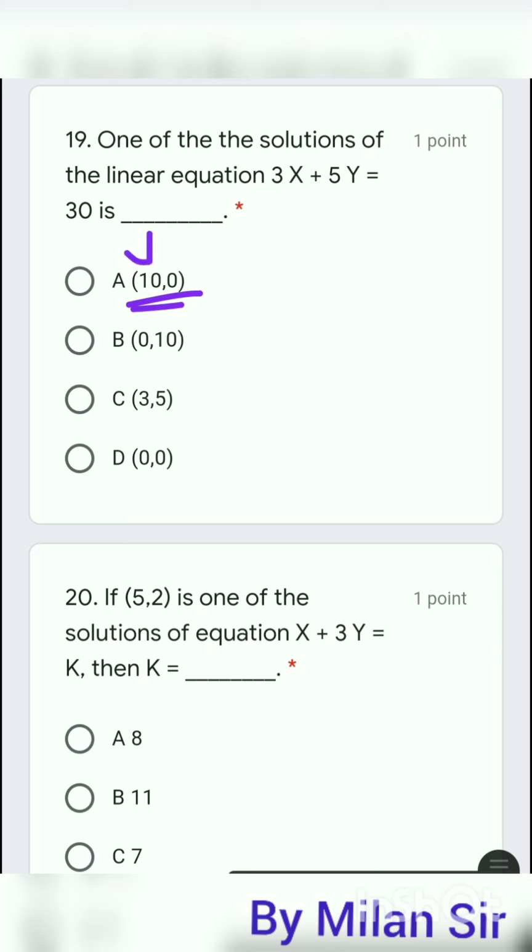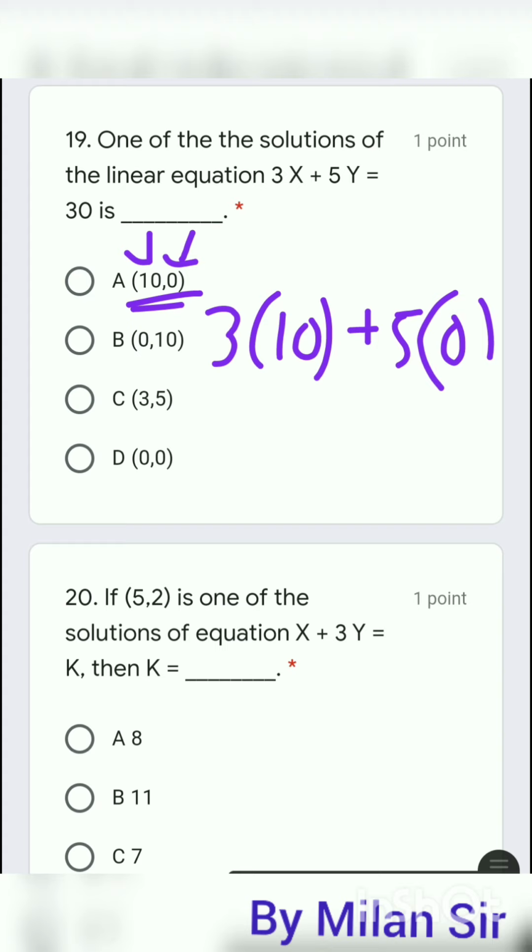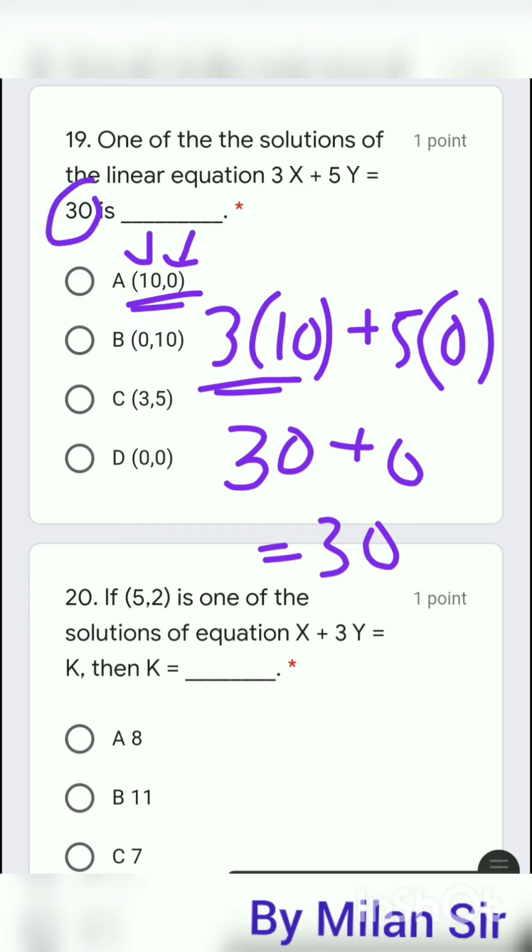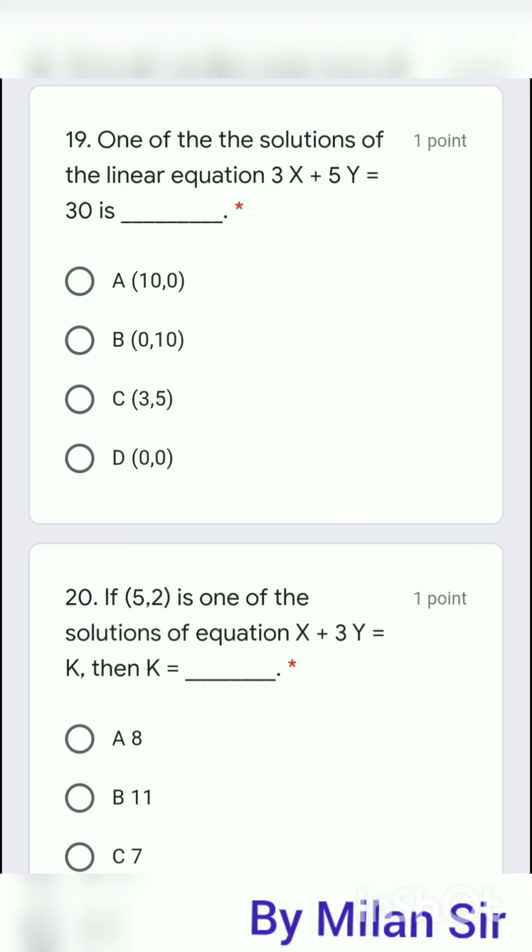So put x is equal to 10 and y is equal to 0. So 3x, in place of x we need to write 10, plus 5y, in place of y we need to write 0. Now 10 into 3 is 30, plus 5 into 0 is 0. So 30 plus 0 is 30, and that we have on the right hand side. That means this is the correct answer. So here option A is the correct answer. Now check the other options too.